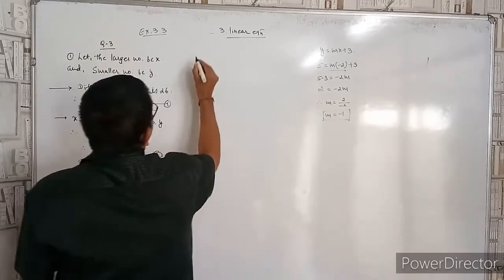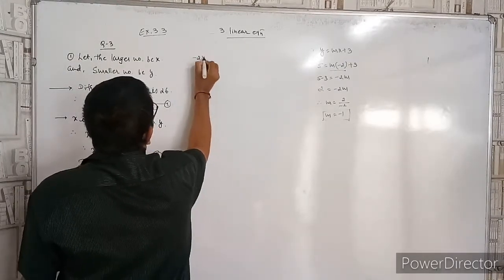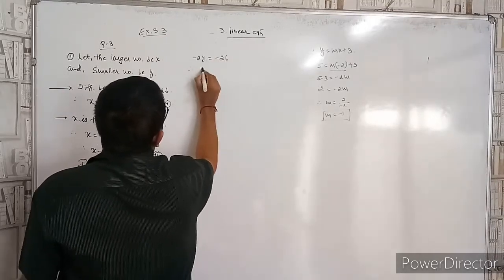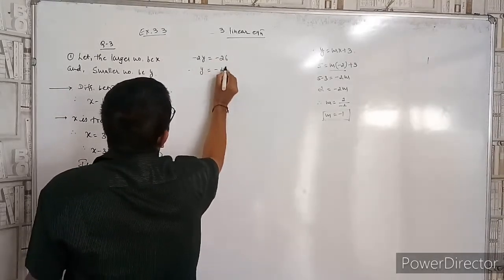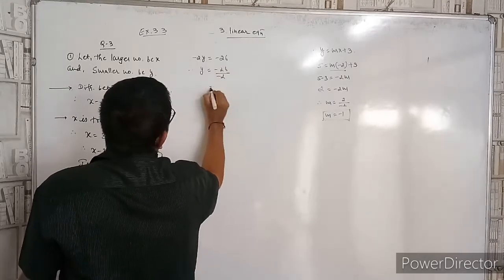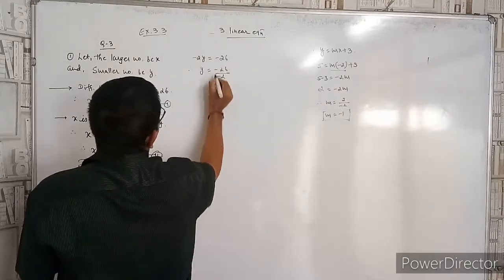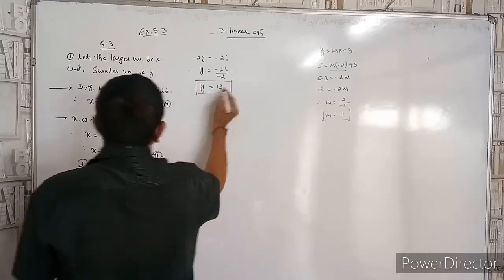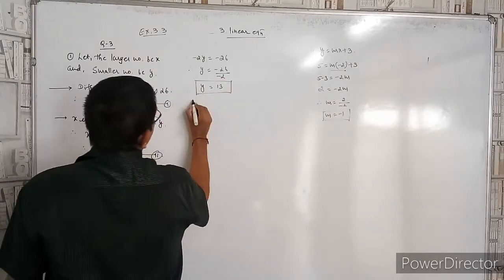Okay, so it is minus 2y is equal to minus 26. So therefore y is equal to minus 26 upon minus 2, so it is 13. Minus minus plus. Okay, put this value in equation A.